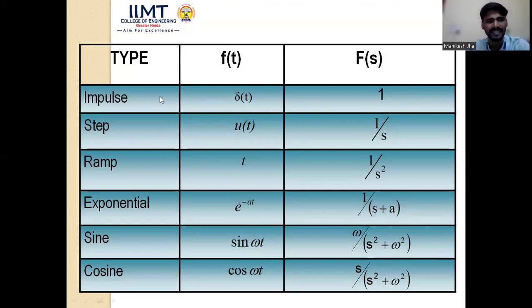The first one is the impulse signal. The impulse signal is represented as δ(t), and its Laplace transform is 1. Next one is the unit step signal. It is represented as u(t), and its Laplace transform is 1 upon s.